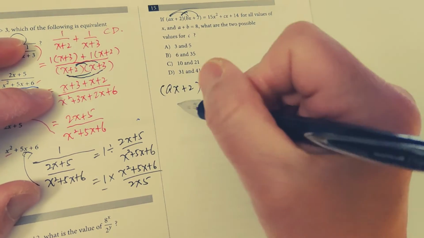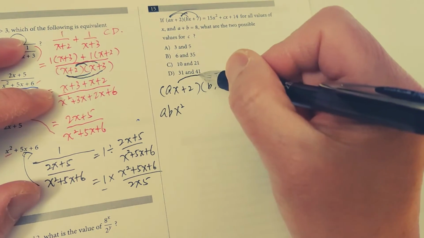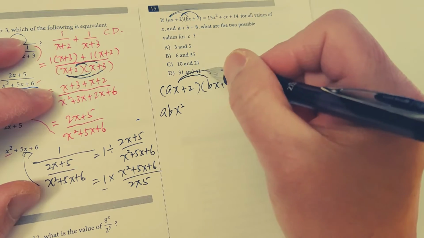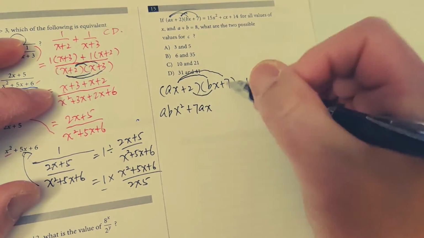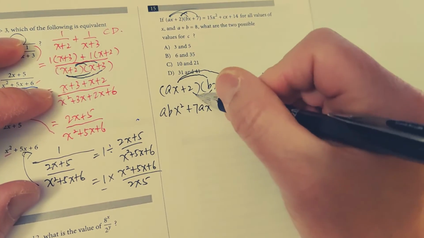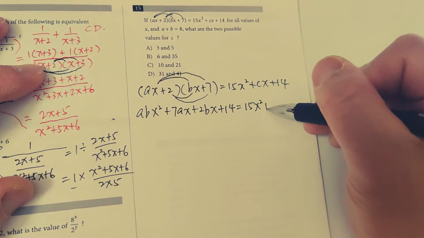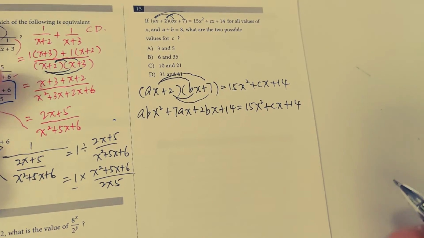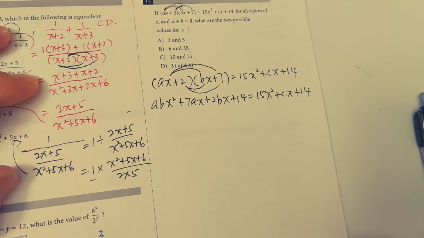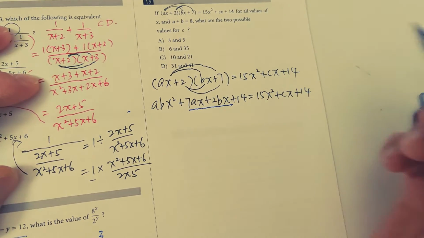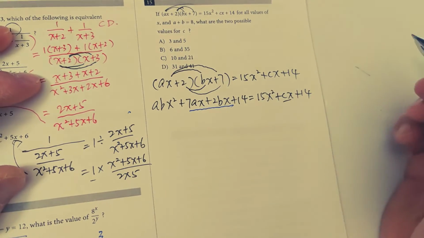Multiply it out, I will end up having abx squared. This by this is abx squared. This by that would be 7ax. 2 times bx would be 2bx, and 2 times 7 will be 14, equals 15x squared plus cx plus 14. Alright, we need to rearrange the terms a little bit, I mean the middle part. We need to make it look better in terms of comparing this with the cx.